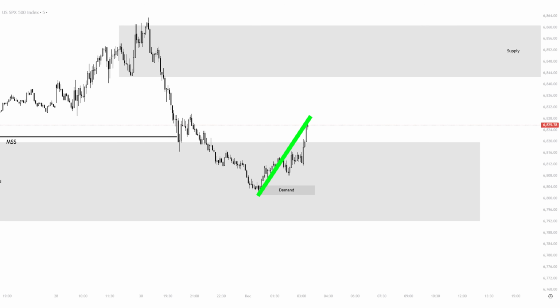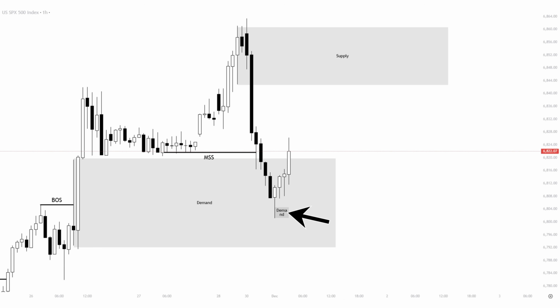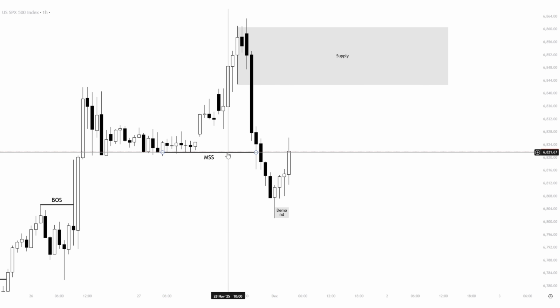and we see the bounce out from the external demand, we can come back into the previous time frame, back into the 1-hour chart. Here, now that we've found the low time frame demand inside the high time frame demand, we no longer need the high time frame one.